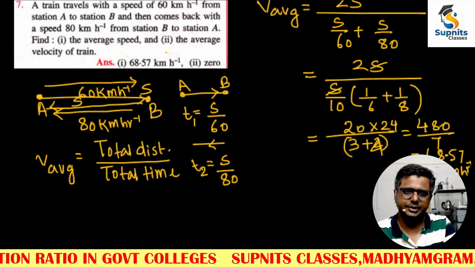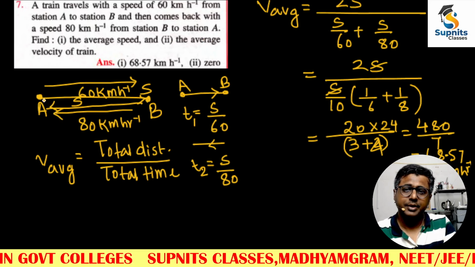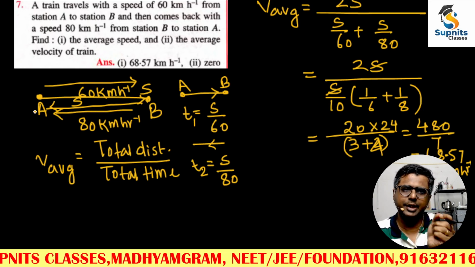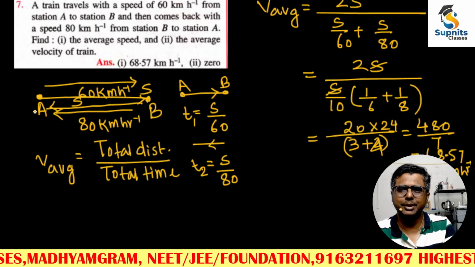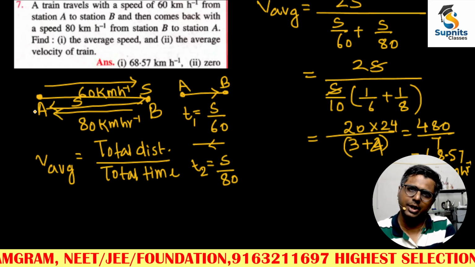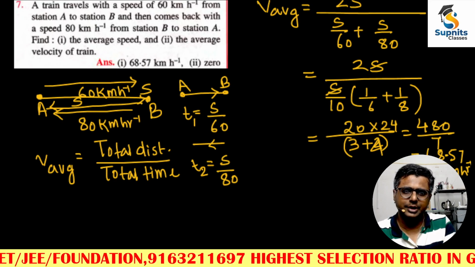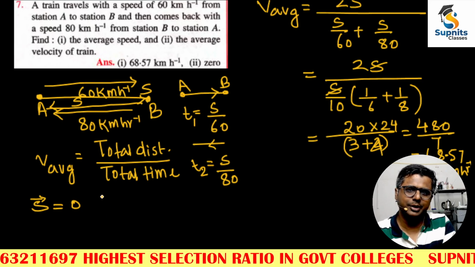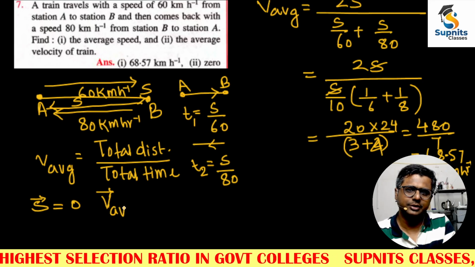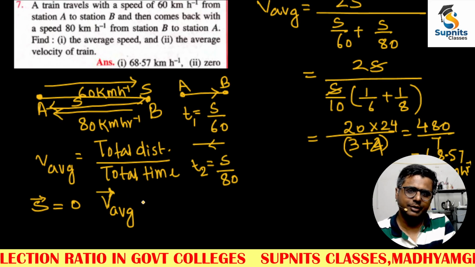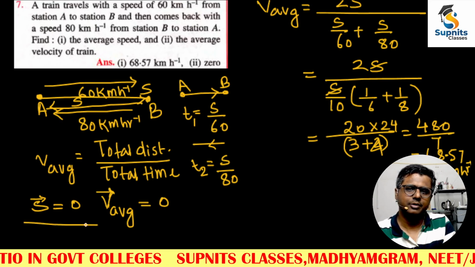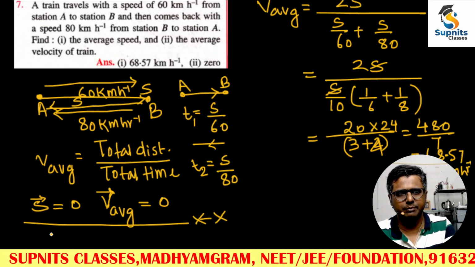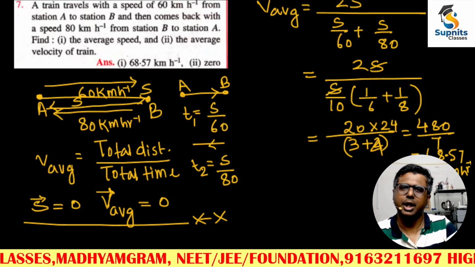No need. Next, average velocity. See, here the train has gone from A to B, then it has again come back to A. So ultimately initial and final position is A only. So displacement over here is 0. As displacement is 0, average velocity, velocity being a vector quantity, will be 0. Okay, done. Excellent problem, good problem. These types of problems are very good and we know now how to solve them.